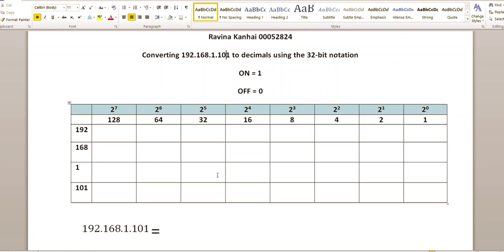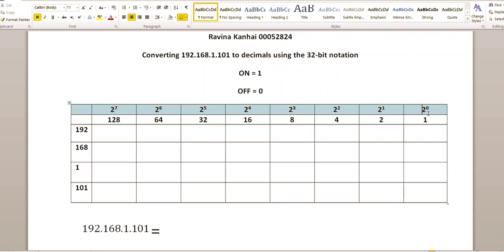I already have my table here set up with the 8 bits: 1, 2, 3, 4, 5, 6, 7, 8. To the side, you will notice the numbers from the IP address, each separate section: 192, 168, 1, and 101. The first line here represents each power, and the second line represents the value of each power.